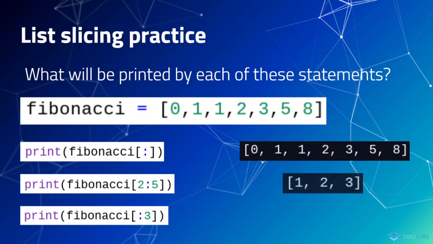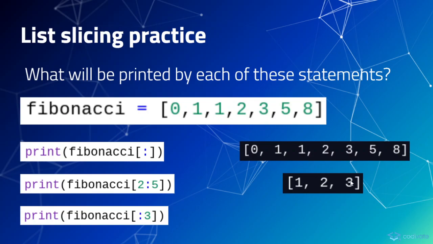Alright, let's move on to the next one. So from Fibonacci 2 through 5, let's look at the indices 0, 1, 2. So this is where we start. 3, 4, 5. Remember, we don't include the 5, so we end our slice here. So we slice from here to here. That gives us 1, 2, and 3.